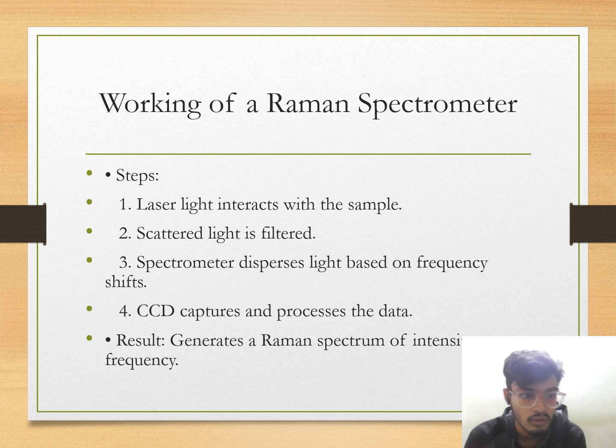And then we have to do the dispersion. The Raman light is dispersed by a diffraction grating which is in the spectrometer, and after that the CCD detector captures and processes the data. And for analysis, the Raman shift reveals the sample's molecular and chemical information, and this technique is widely used in material science, chemistry, and biology too.